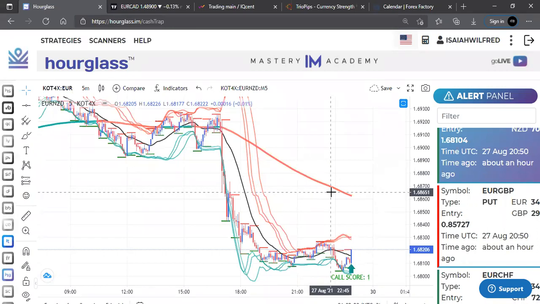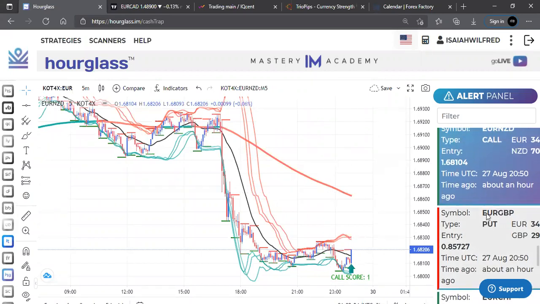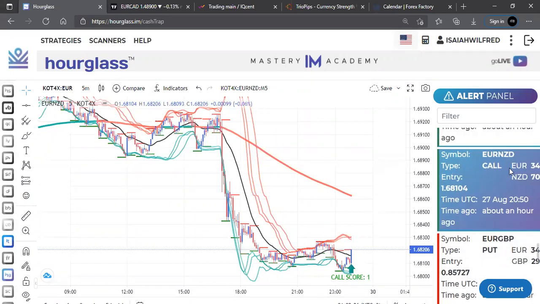So that is what this one means. Now, if you look at the strength meter again, it will also give you a clue. We're in a downtrend, sales. Now look at the strength meter. NZD was 70, and the top is 34. It's clearly telling you that this pair will be selling massively. So we should be looking for sales.